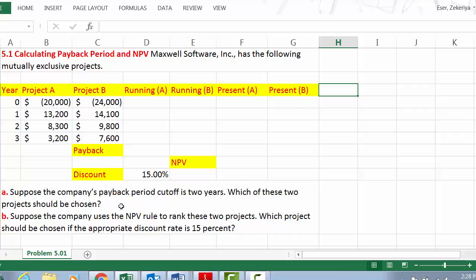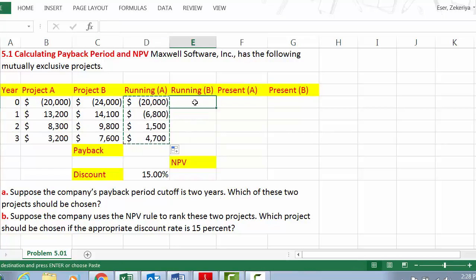Part A is asking the payback period, which means how long it is going to take us to recoup our original investment. And the company uses a cutoff of 2 years, which means projects that have a payback period longer than 2 years are not accepted. And in the case of mutually exclusive projects, if both projects are acceptable, then the project with the lower payback period will be accepted. In order to calculate the payback period in a brute force method, first we calculate running cash flow. Start with year 0 cash flow and add each year's cash flow to the running cash flow.